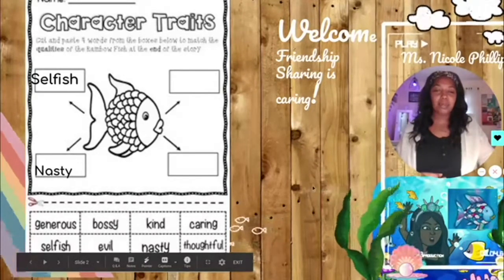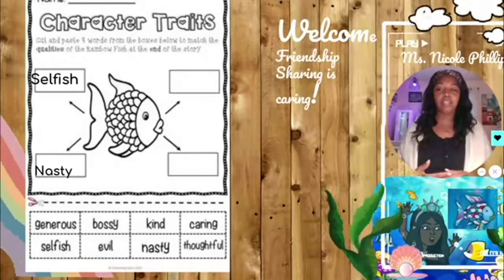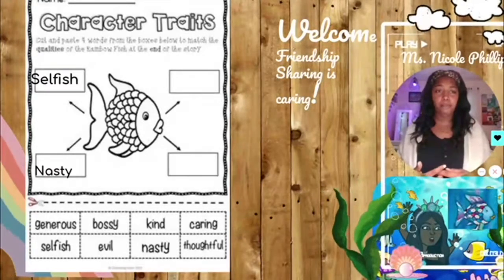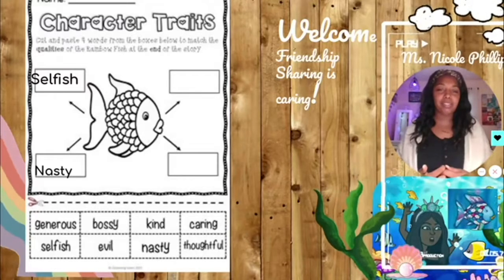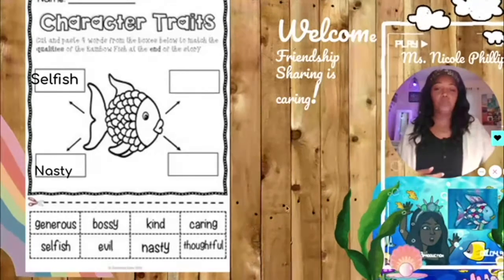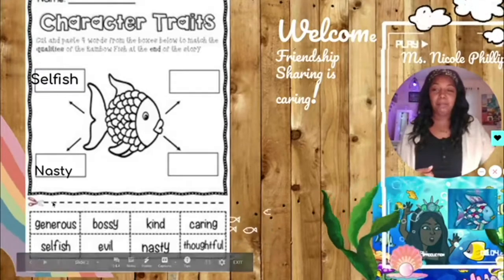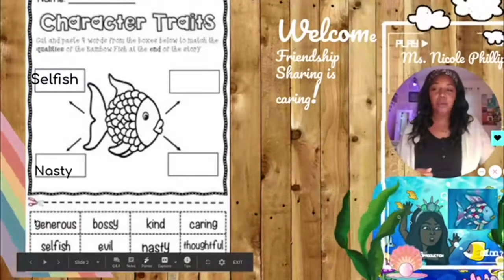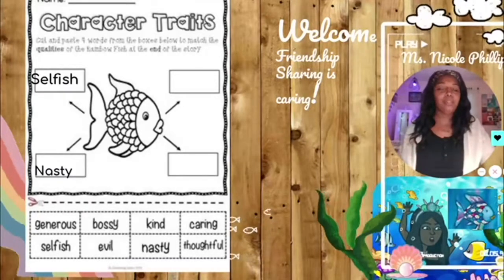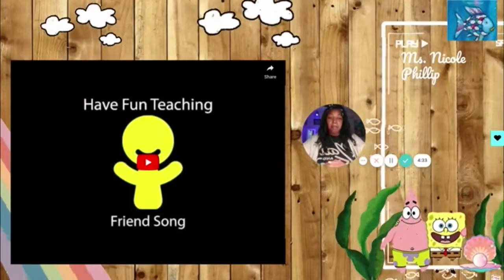And these are character traits that we need to remember, especially when we're making friends. When you're making friends with someone, you definitely do not want to be selfish and nasty, or you might end up alone like Rainbow Fish and sad. But great characteristics of a friend and great character traits that you could exude as a friend are to show that you are being thoughtful and maybe even caring. But most of all, let's look at generous. Rainbow Fish's generosity and sharing with the other fish is kind of what was the turnaround in the story.